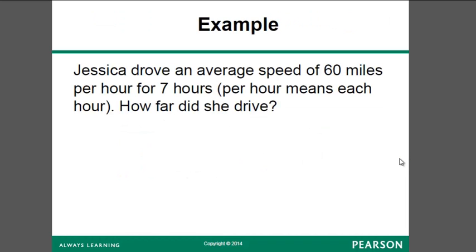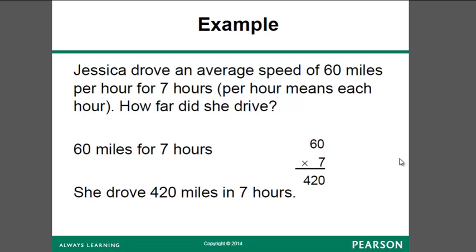In this example, Jessica drove an average speed of 60 miles per hour for 7 hours. Per hour means each hour, meaning each hour she drove 60 miles. So how far did she drive? Well, 60 miles for 7 hours. That's the same thing as 60 times 7, which is 420. Therefore, she drove 420 miles in 7 hours.